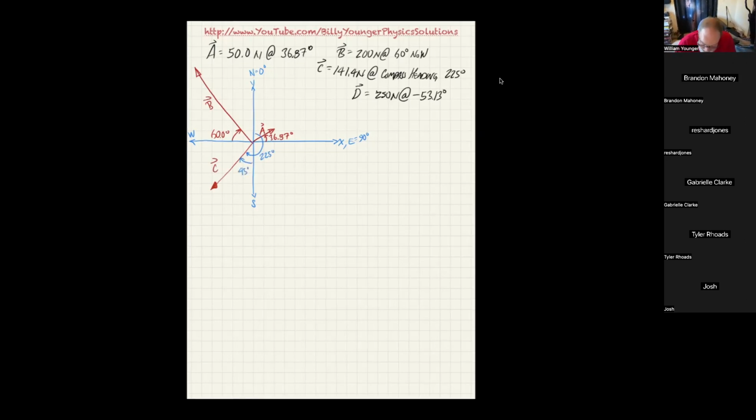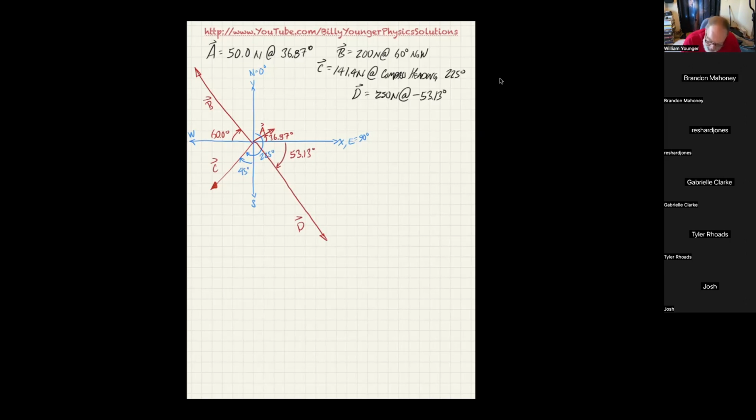And then finally, I get to vector D, which is negative 53.13. And in fact, it's quite long. So I'm going to draw it like this. And that's vector D. And this angle right here is 53.13. And notice it went clockwise from the positive x-axis. That's what a negative angle means.